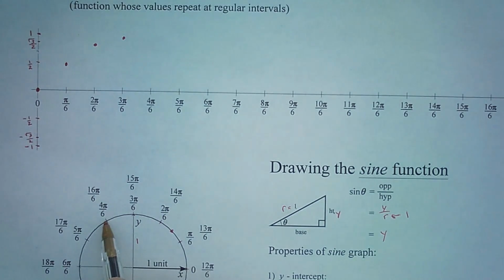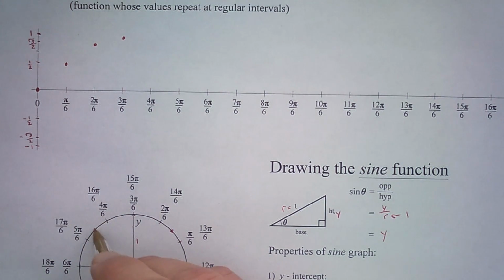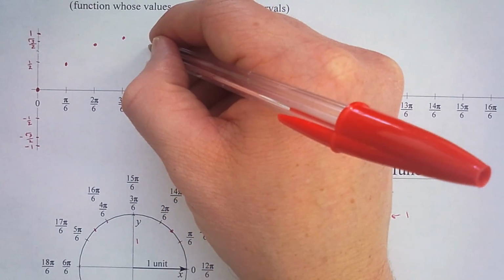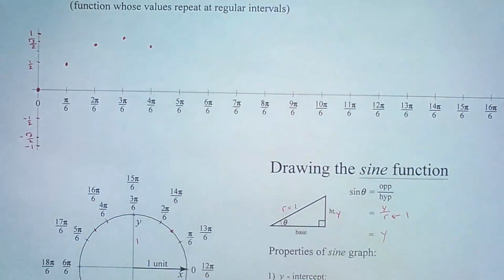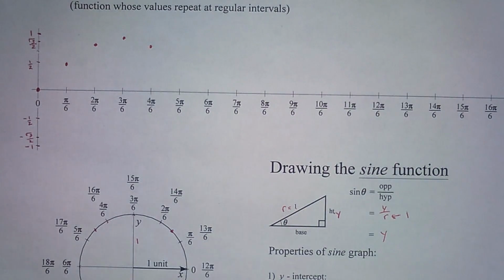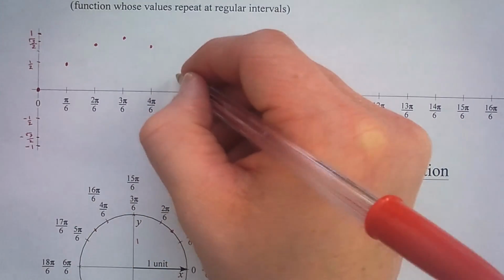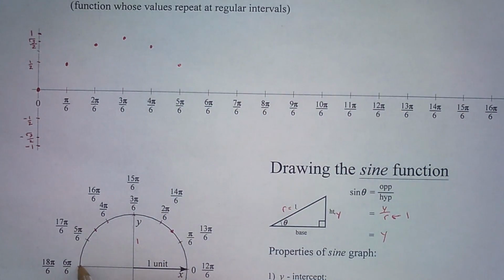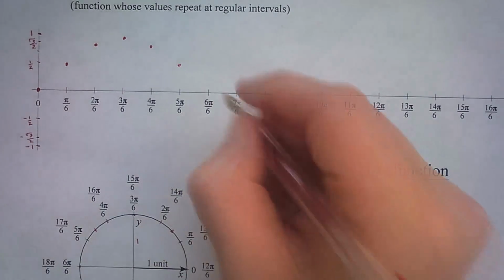Okay, then we go to 4 pi over 6, and that is in that third position up, 1 over 2, root 2 over 2, root 3 over 2. So at 4 pi over 6, we are at root 3 over 2 for a height. Then 5 pi over 6, we are in that first position up, 1 over 2. And at 6 pi over 6, we are up 0.